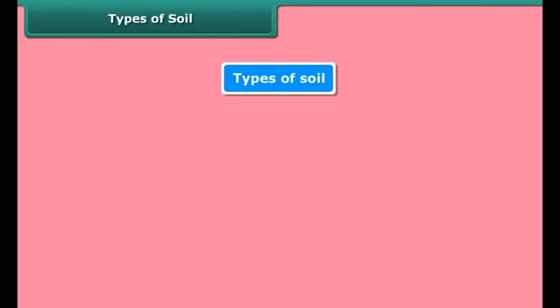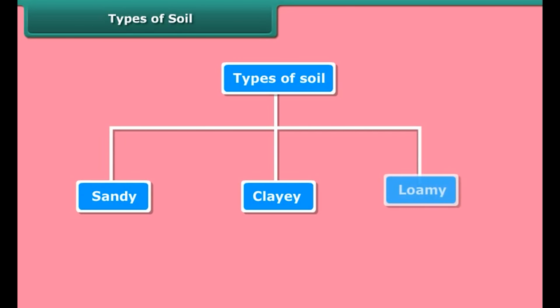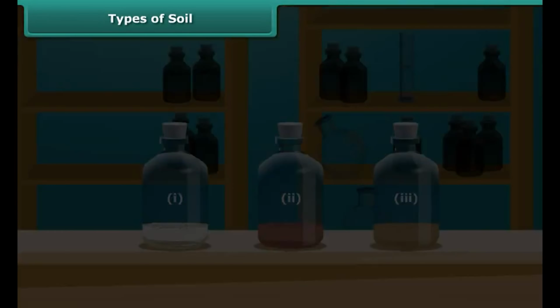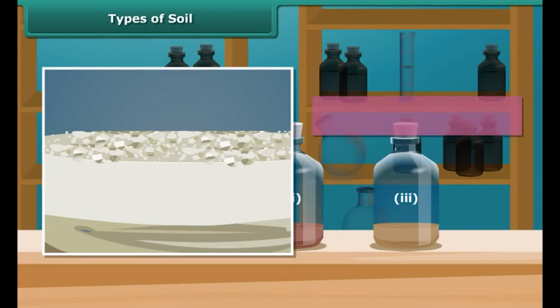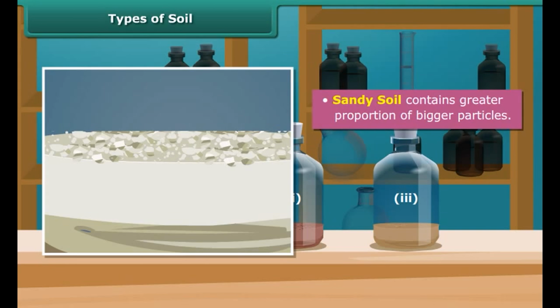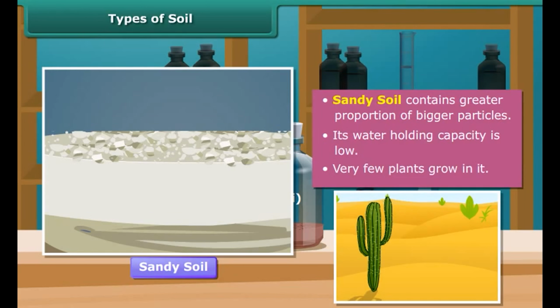Types of soil. There are basically 3 types of soil: sandy, clay and loamy. Let's take 3 samples of a soil and examine them one by one. We can see the first sample contains greater portion of bigger particles. So this is a sandy soil. Its water holding capacity is low, therefore very few plants grow in it.